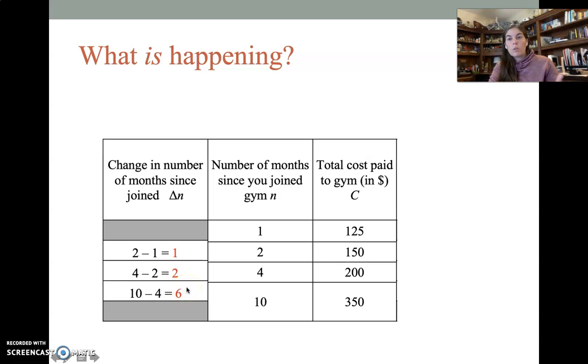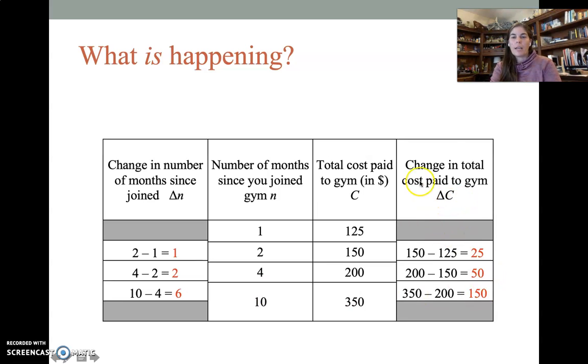So I could also do that with the total cost paid. So I could come over here again. This is how my total cost since I've been at the gym has changed now. And so I could say, okay, well, from 125 to 150 is a change of $25. From 150 to 200 is a change of $50. And from 200 to 350 is an increase of $150. So now, instead of looking at the number of months and the total cost, what if we look at those changes, how the number of months changed and how the total cost changed?